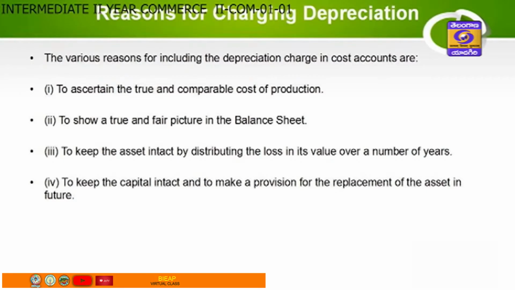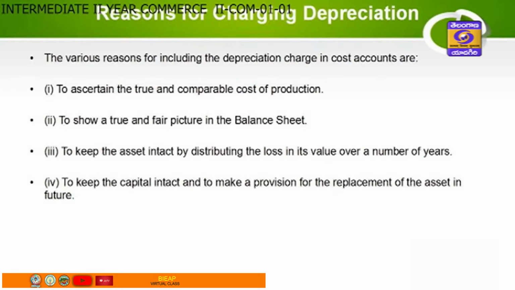If you have not shown that 1,000 rupees as depreciation in your accounts, then the net value of the asset will not be shown as 9,000 rupees. The value of the asset will remain as 10,000 rupees. And then there will be fluctuations in profit or loss. So to maintain or show the correct financial position, the depreciation should be shown in your accounts.